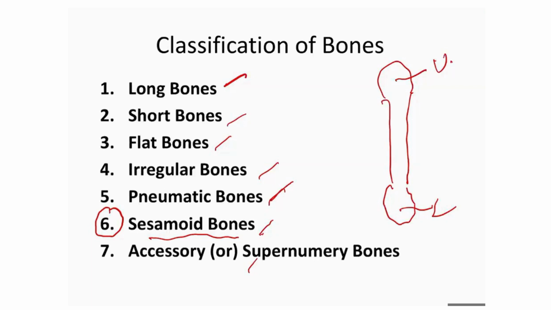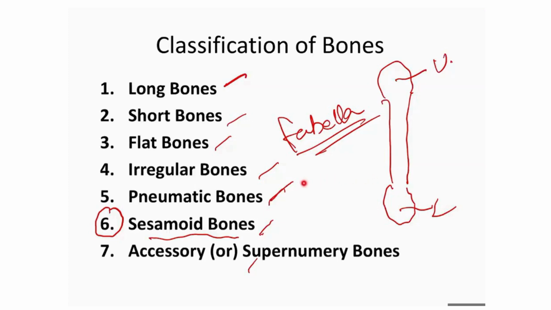Fabella is one more sesamoid bone, which is present in the gastrocnemius, the calf muscle. That is called fabella, F-A-B-E-L-L-A. The sesamoid bone present in the gastrocnemius is called fabella. Accessory or supernumerary bones are additional bones.